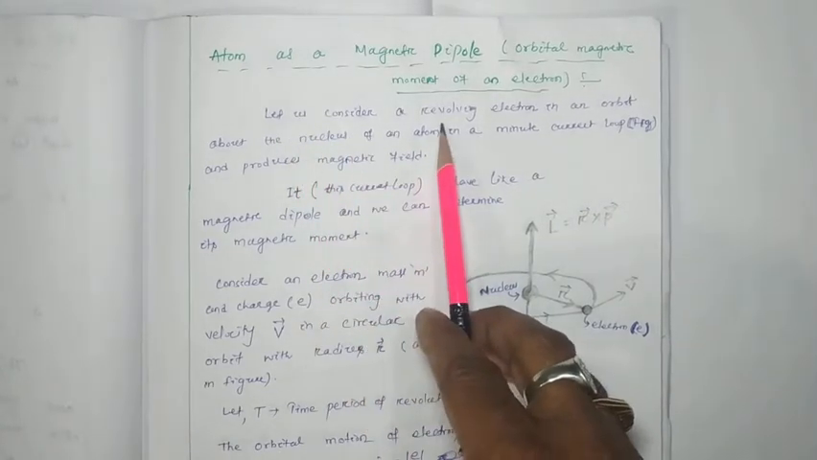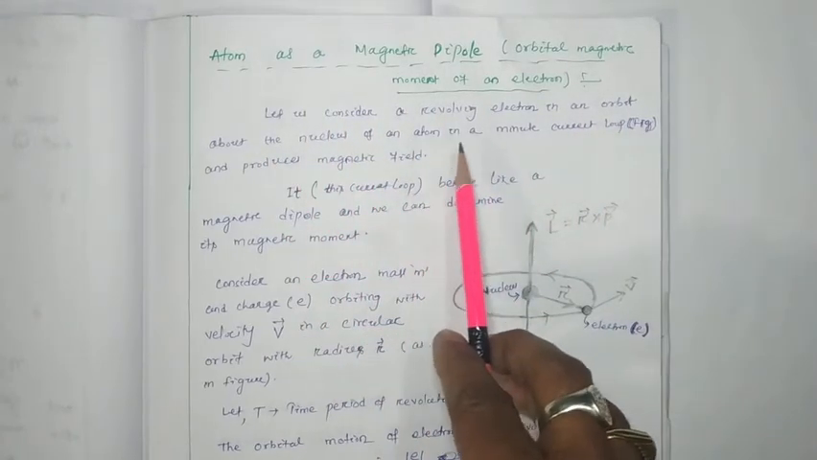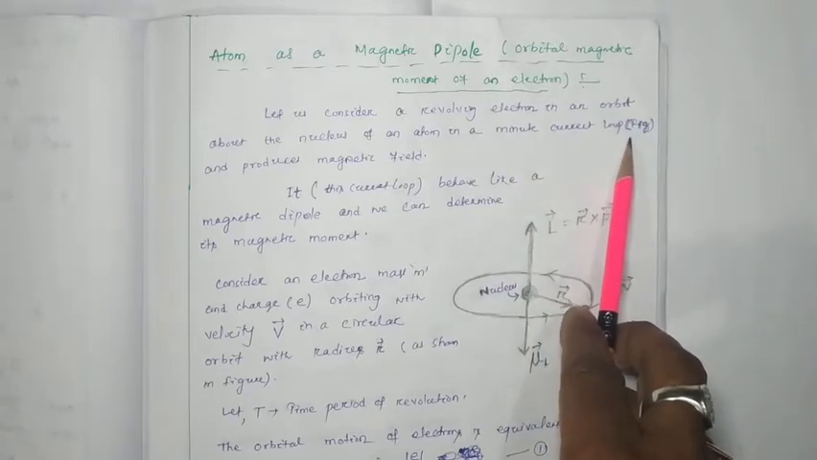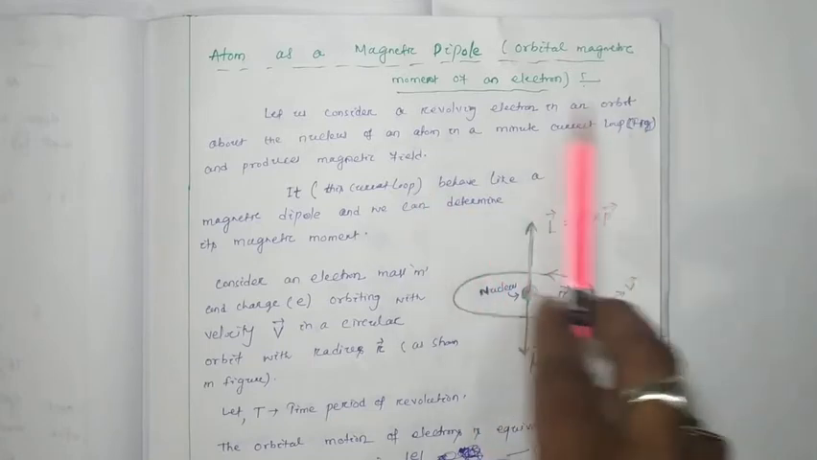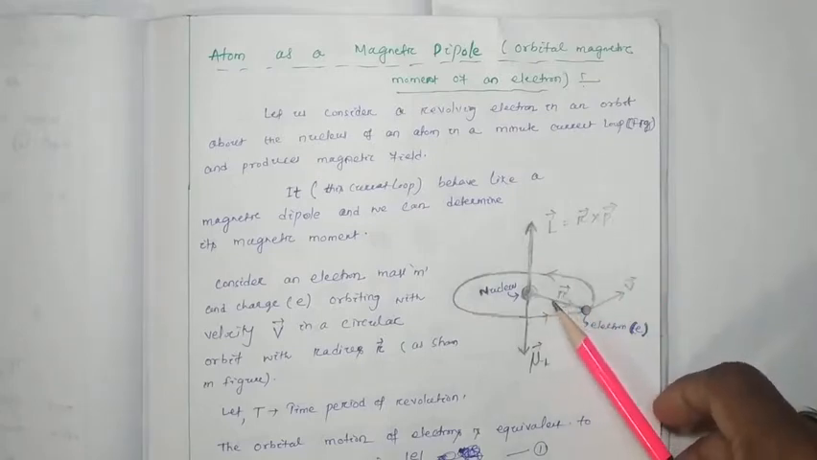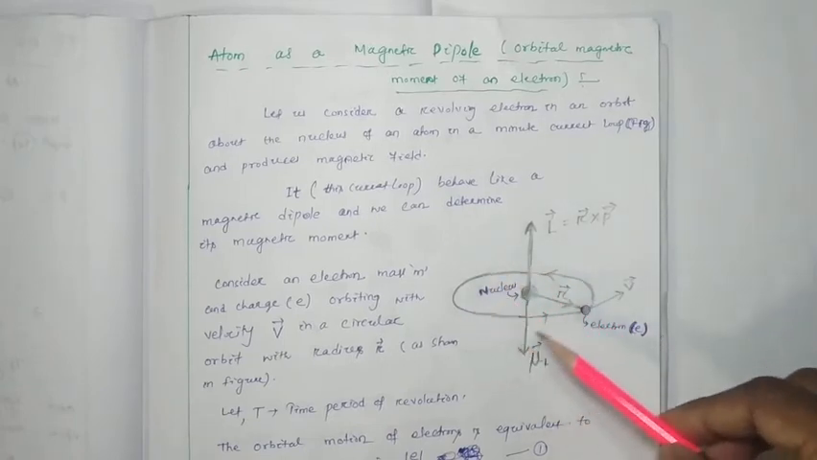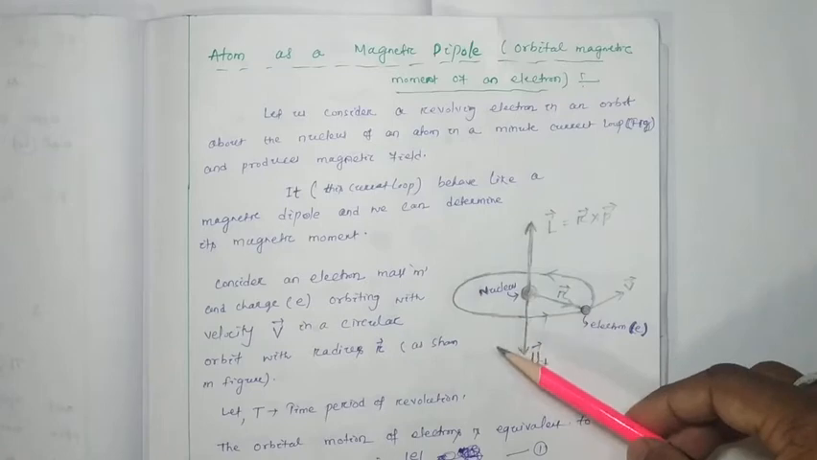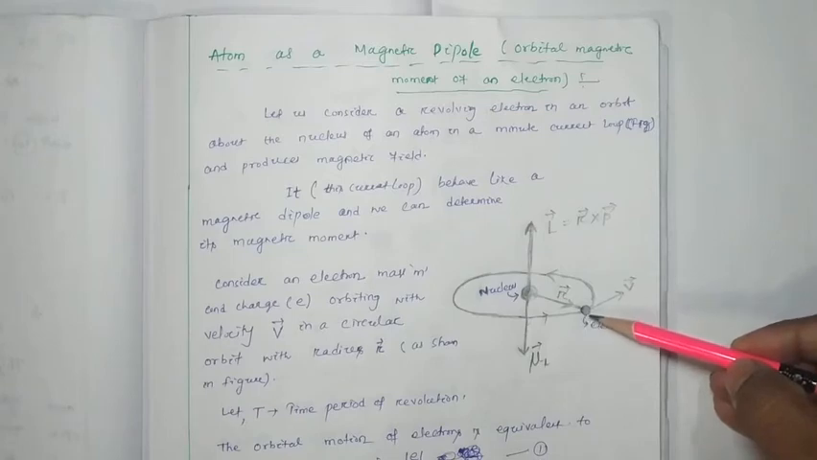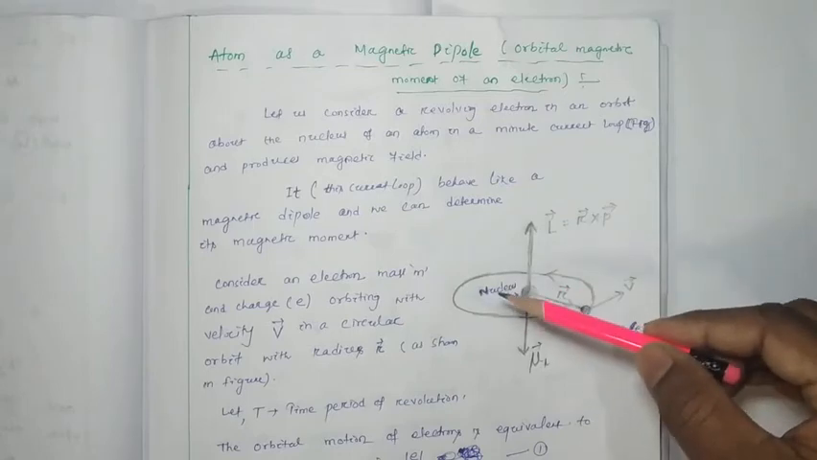Let us consider a revolving electron in an orbit about the nucleus of an atom as a minute current loop, as in the figure. This figure represents an electron revolving around the nucleus and producing a minute current loop, which produces a magnetic field. We know that a moving charged particle produces a current, so it is called a current loop.